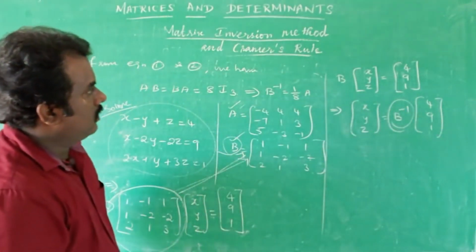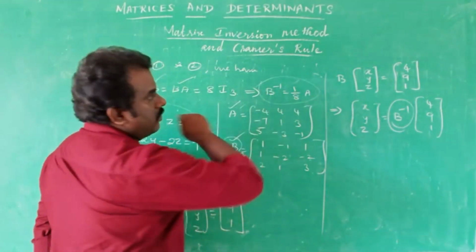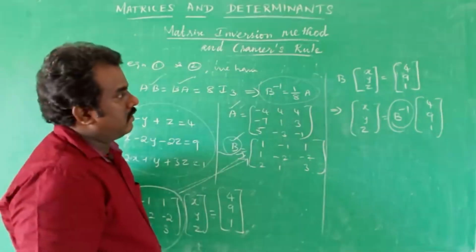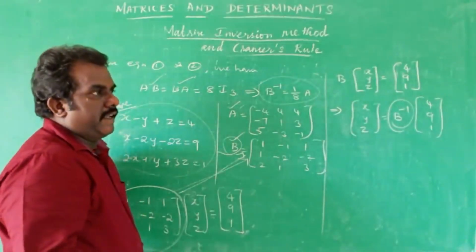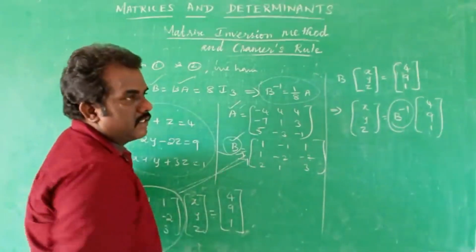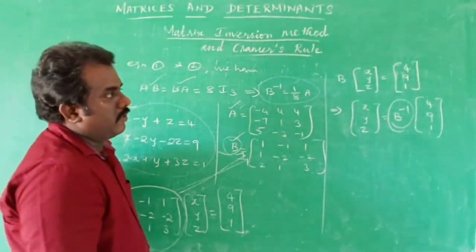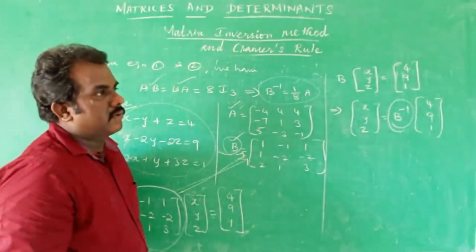What is our B inverse? We found it from AB and BA. What is our B inverse? That B inverse is equal to 1 by 8 into A. That's the reason I explained, I told you at the time of starting the sum, without using that A inverse concept, we are going to solve the system of equations.